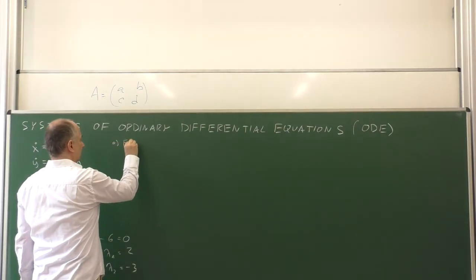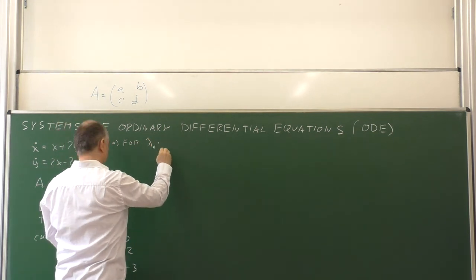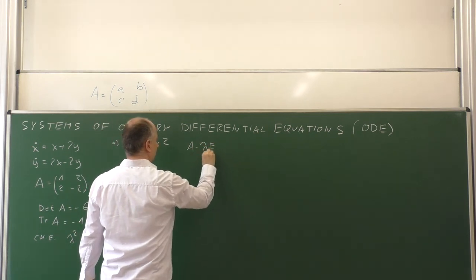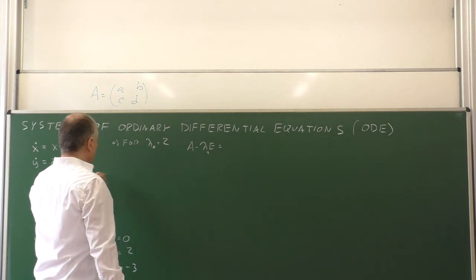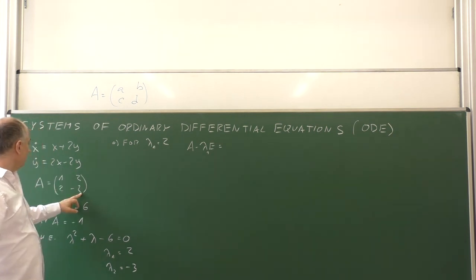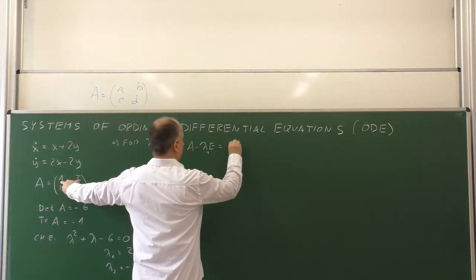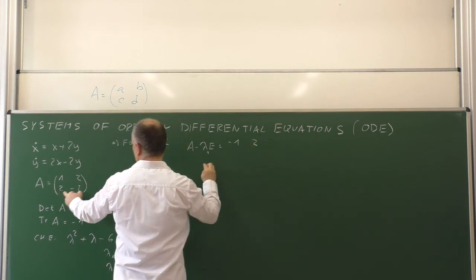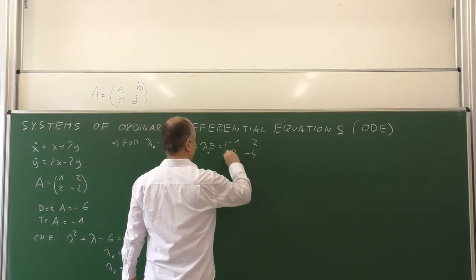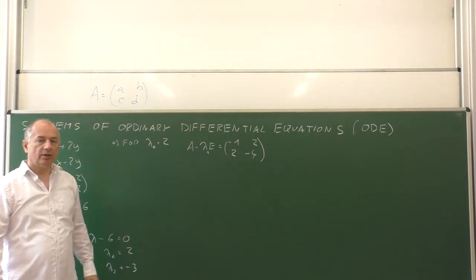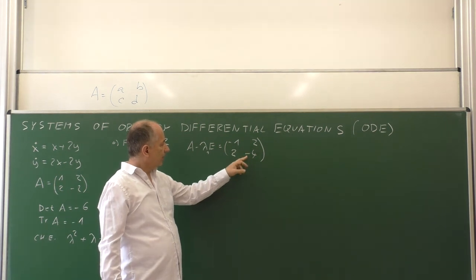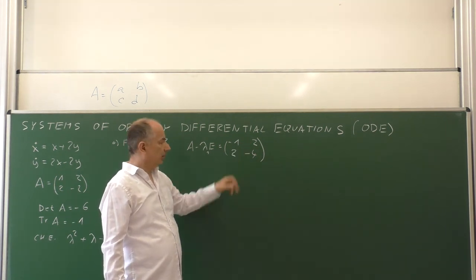So first, for lambda 1 is 2. We build the matrix A minus lambda 1 E, which is the matrix A, and we subtract 2 from the entries on the main diagonal. 1 minus 2 is minus 1, 2 is unchanged, 2 is unchanged, and minus 2 minus 2 is minus 4. This matrix must be singular, the determinant must be 0. Is it so? Yeah, the second row is minus 2 times the first row. It is good.